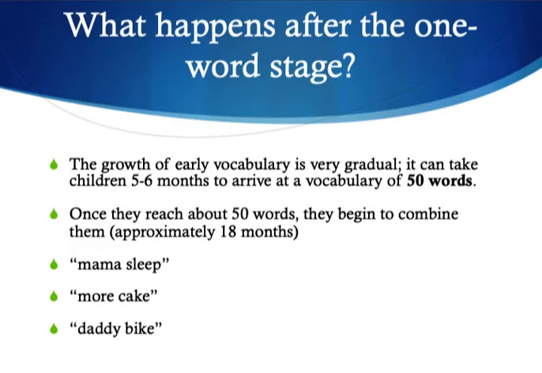So what happens after the one-word stage, after children begin to produce their first words? Well, the important thing to note here is that the growth of early vocabulary is very gradual. So children build up that early vocabulary very slowly. It can take them 5 to 6 months to arrive at a vocabulary of about 50 words. But once they reach that 50-word mark, and of course that's approximate, something really exciting begins to happen. They begin to combine these words into phrases.